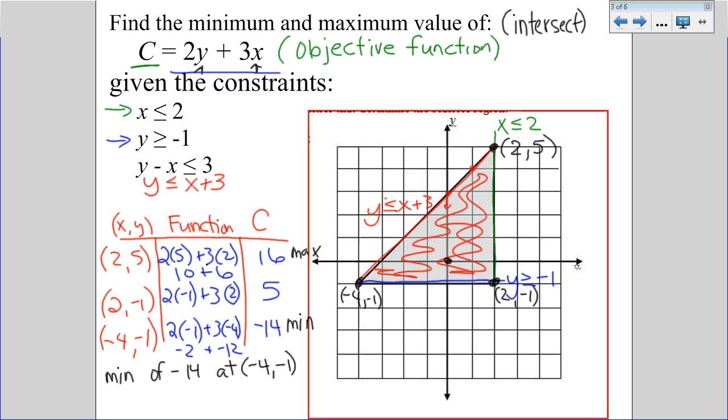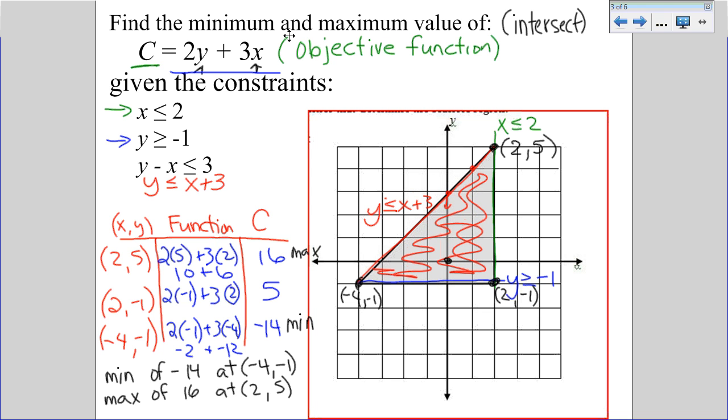I need all of the information. I need to know which one's my minimum. I need to know what that minimum is, and I need to know where to find it. I then have a maximum of 16, so I'm getting these numbers from the table, at 2, 5. Now look at your graph, ladies and gentlemen.